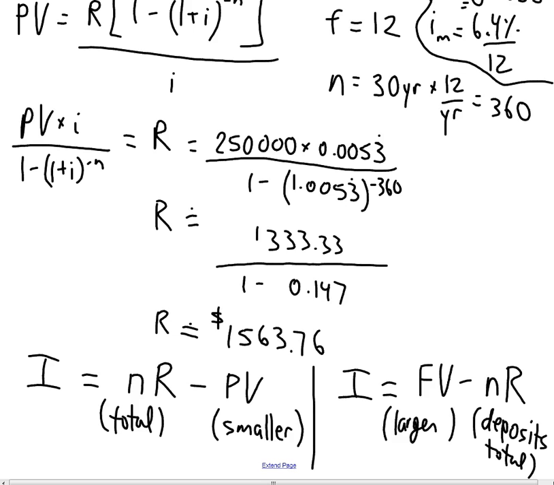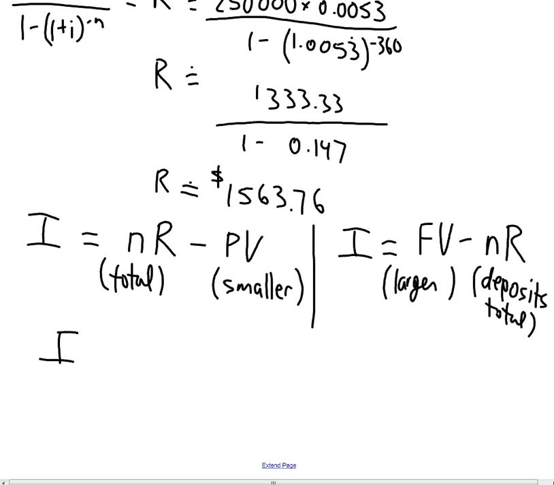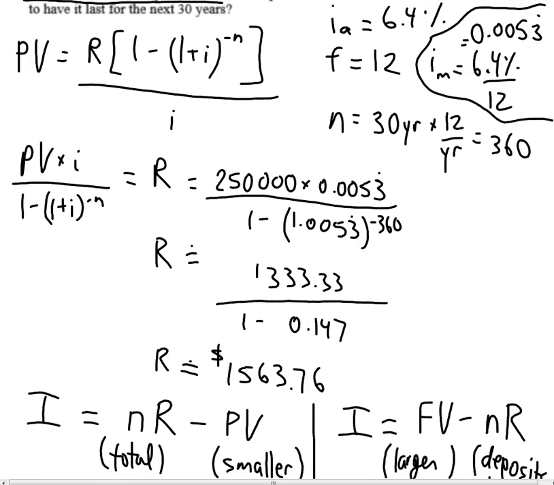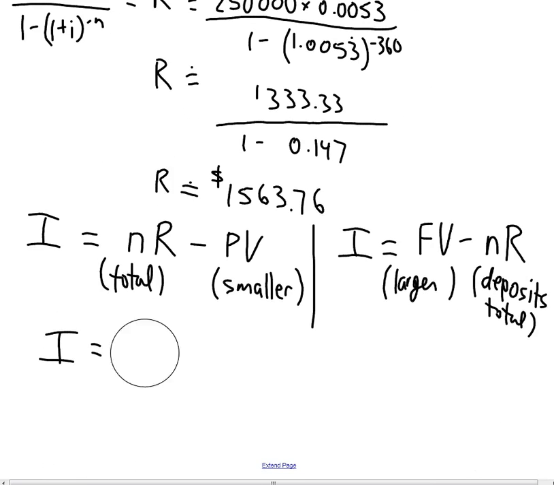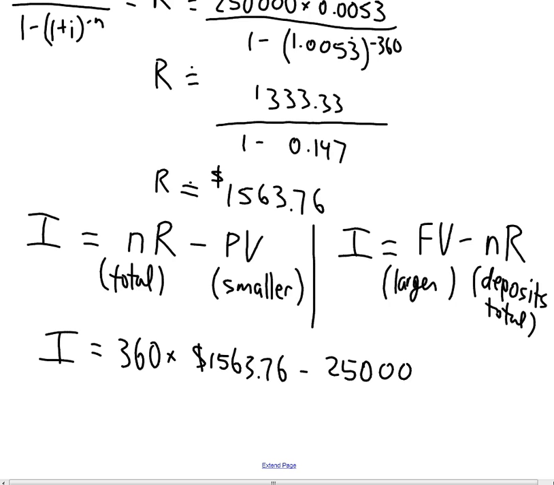So here, just simply taking our 360 payments of 1563.76, and subtracting off the initial principal of $250,000 will give us the interest earned. In this case, it's quite large, and you'll be very surprised to see that it's actually more than the initial value of the investment.